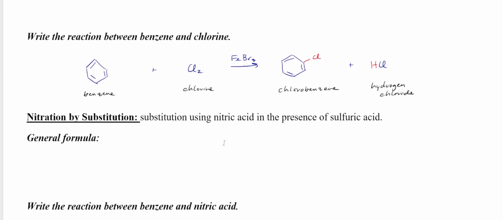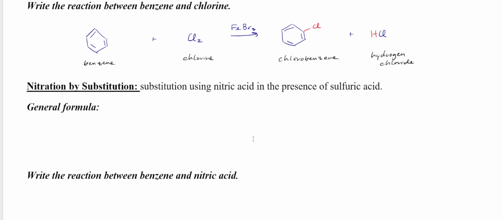Okay, let's look at nitration by substitution. So it's the substitution using nitric acid in the presence of sulfuric acid. So I have my benzene, I'm going to add nitric acid. Okay, I'm going to put H2SO4 as my catalyst, and then I'll end up with a nitro group on the benzene and water.